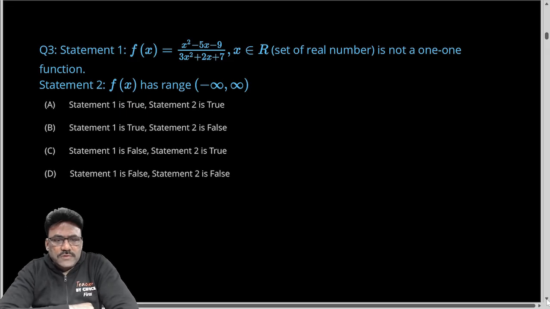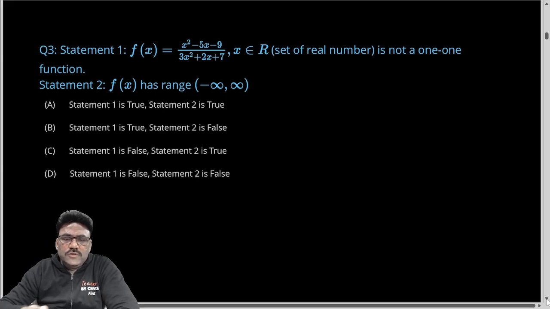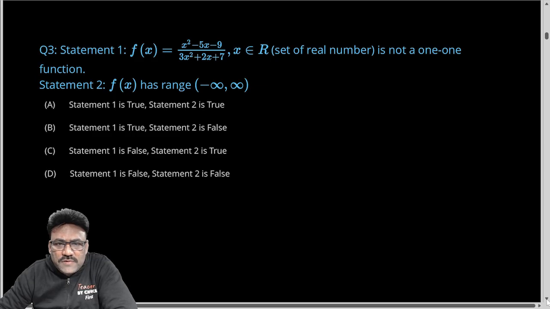Okay, let's see this question. They are saying that two statements are given to you about this function. The first statement says this function is not 1-1. The second statement says the range is minus infinity to plus infinity. So let's check the first statement.